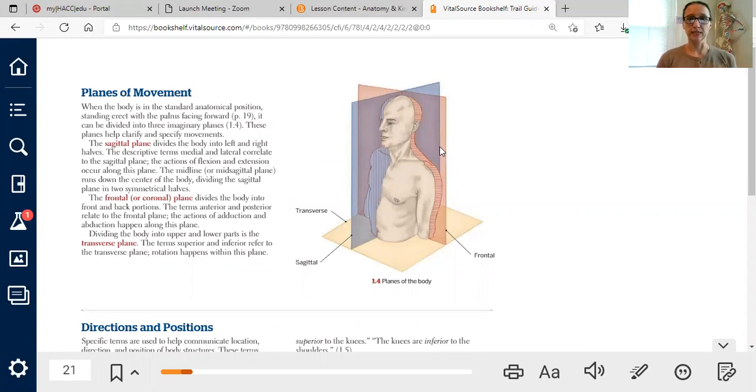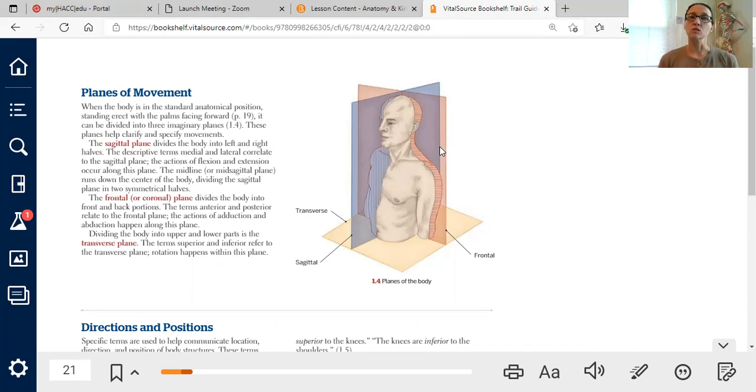The sagittal plane divides the body this way, right? Divides the body into right and left halves. Now, a sagittal plane can be anywhere along the body as long as it divides it into right and left halves. Specifically, if we wanted to divide the body right down the center, it would be called a mid-sagittal plane. Mid-sagittal, dividing the body into equal right and left halves.